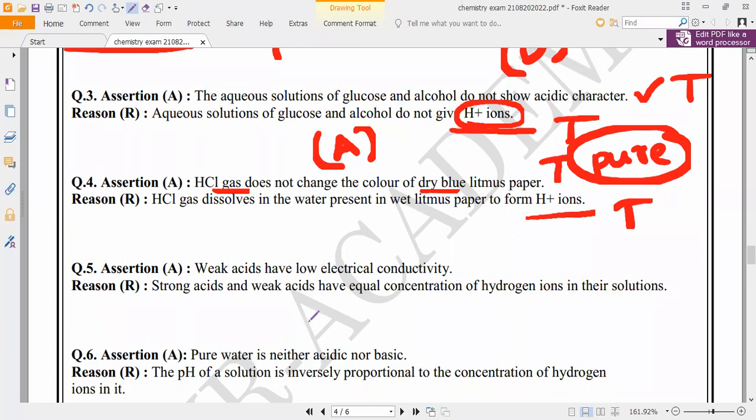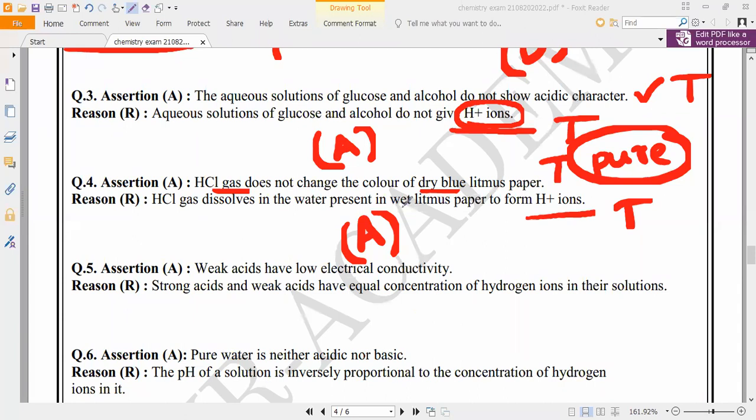Is it yes or no, guys? HCl gas does not change the color of dry blue litmus paper because the gas dissolves in the water present in wet litmus paper to form H plus ions. Which answer is correct? Option A. Remember that, and do not get confused. Varshini, are you understanding? Bhumika? Elamati? Padmavarshini? Karthikeyan, are you there?